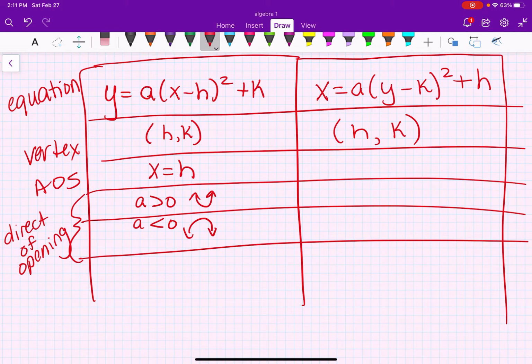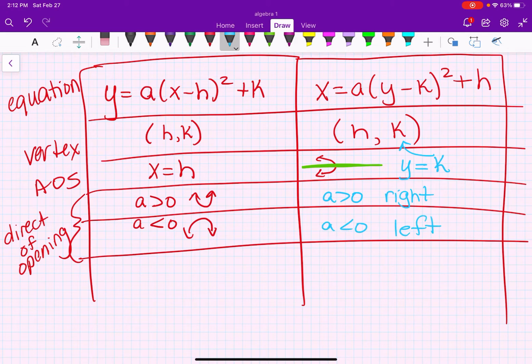If you think about it, if we're doing a left-right one, it looks like this. If I was to draw an axis of symmetry, it's going to go this way this time. It's going to be a horizontal line, right? If it's a horizontal line, that means it's going to be y equals whatever the y value is of the vertex. So everything's a little different. If a is greater than 0, it faces right. That makes sense. If a is less than 0, it faces left. That makes sense.